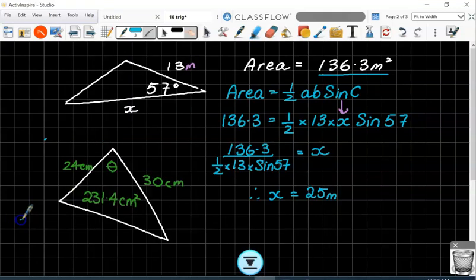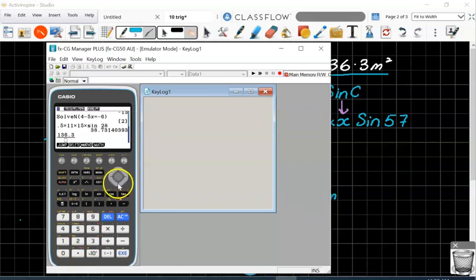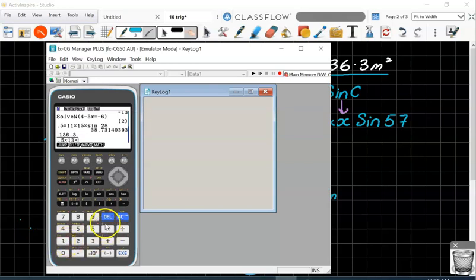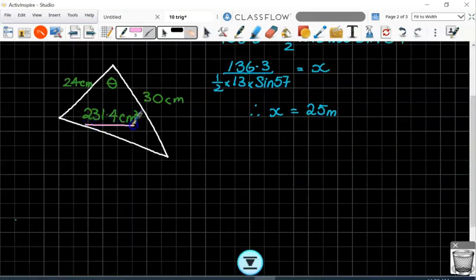Okay, so 136.3 all over 0.5 times 13 times sine 57. You've just typed in what you see. Equals, and we get 25. I love that I'm showing you and you're not even watching. As soon as you see this, the area, because remember, you're going to be having 3 different formulas, in fact 4, that you could choose from.